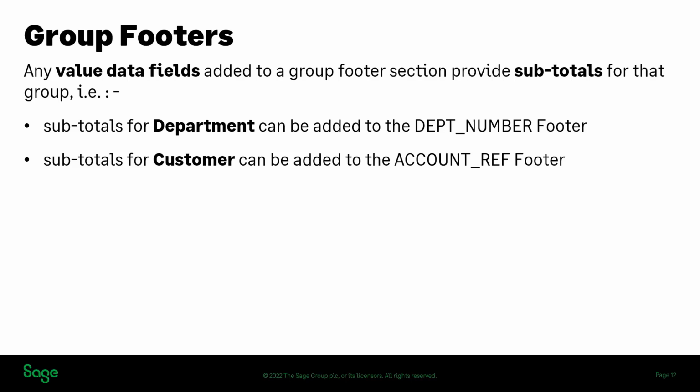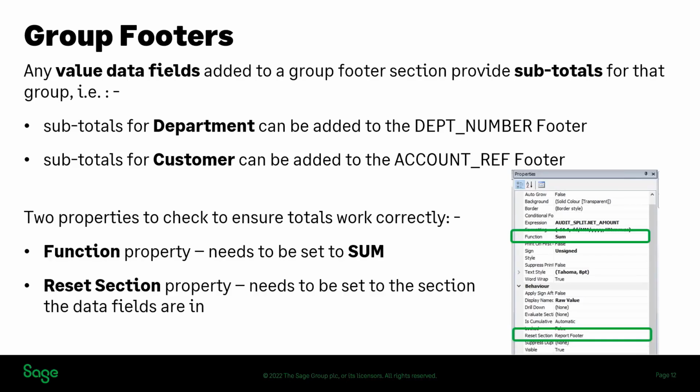Now, there are two main considerations when you're adding totals to a report that you must check to ensure the totals calculate correctly. The function property of the data fields must be set to sum, and the reset section property must be set to the section the data fields are in. And I'll demonstrate this for you now. So I'll just go back to the demo.